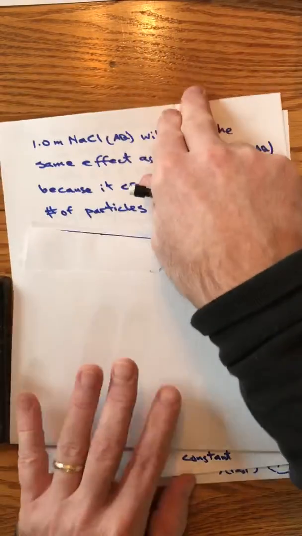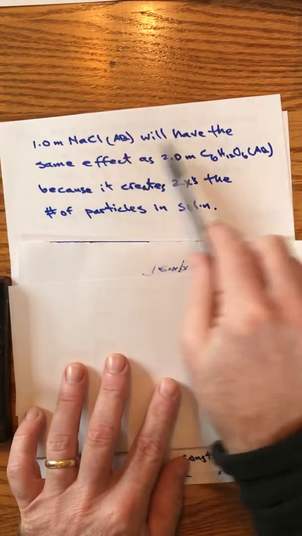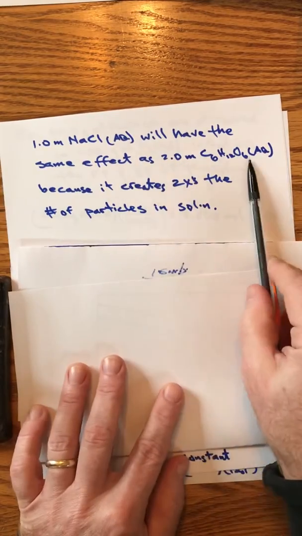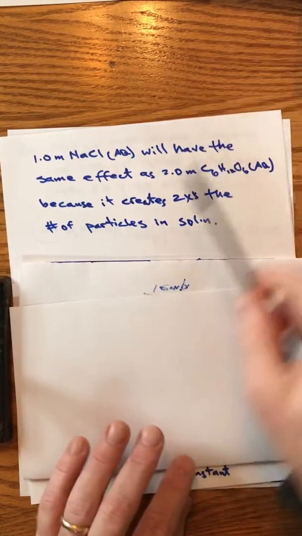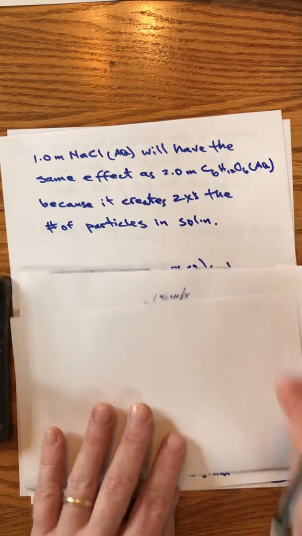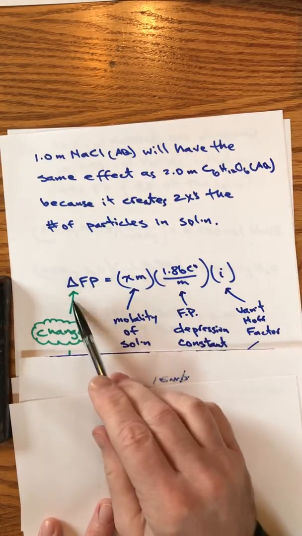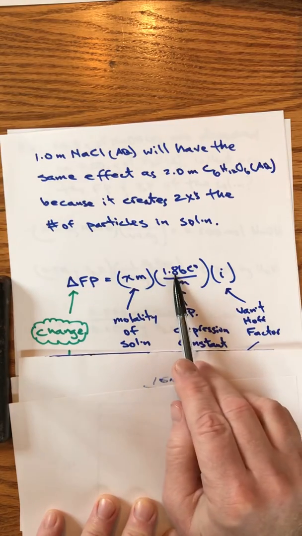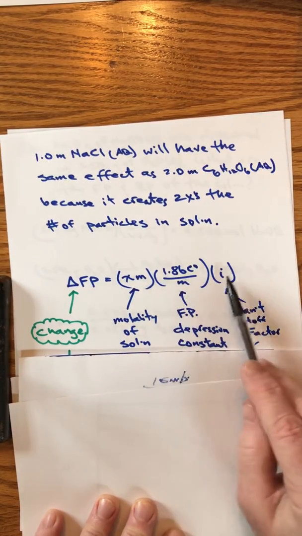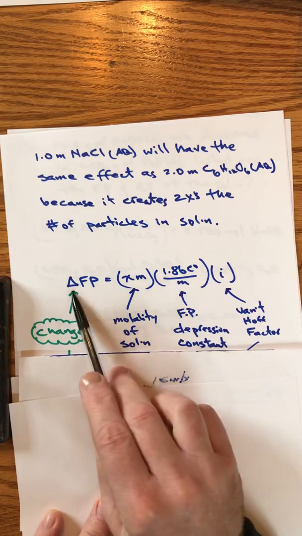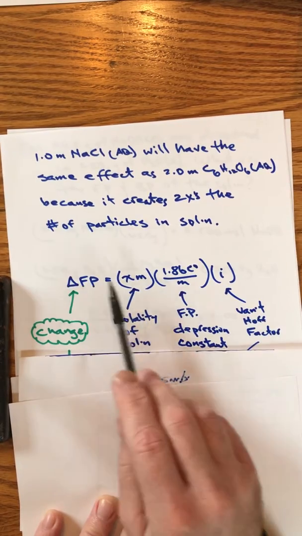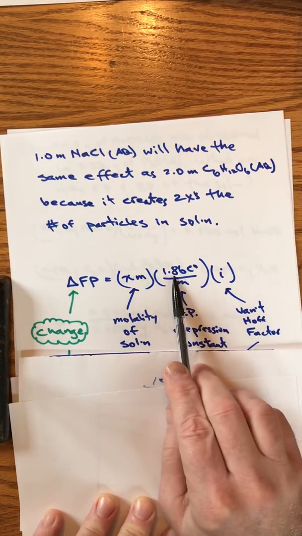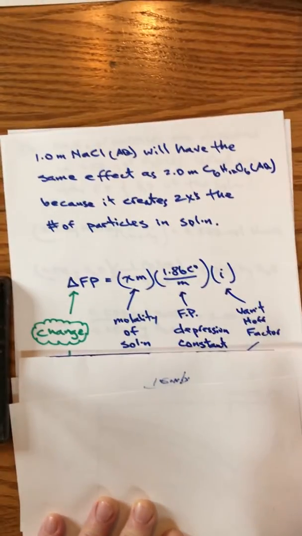So a 1 molal solution of salt will have the same effect as a 2 molal solution of glucose because it creates twice as many particles in solution. The change in the freezing point depends on your molality. It's 1.86 degrees per molal and your Van't Hoff factor. The change in the freezing point: take your molality, multiply it by 1.86, multiply it by your Van't Hoff factor.